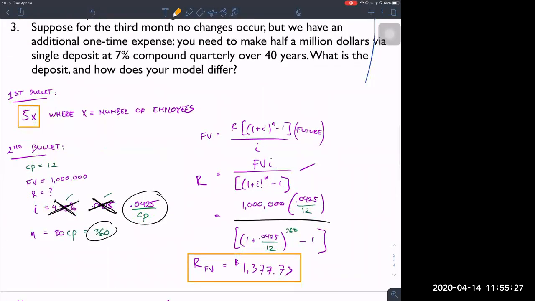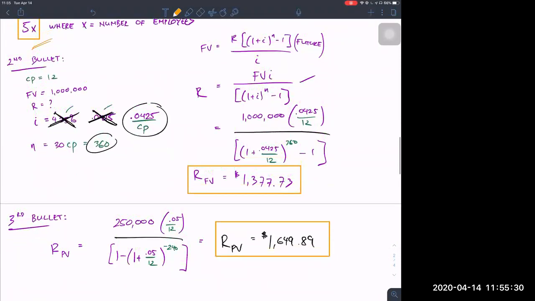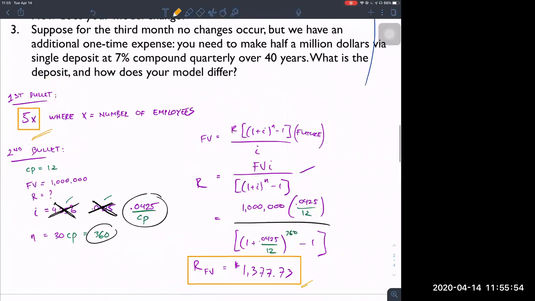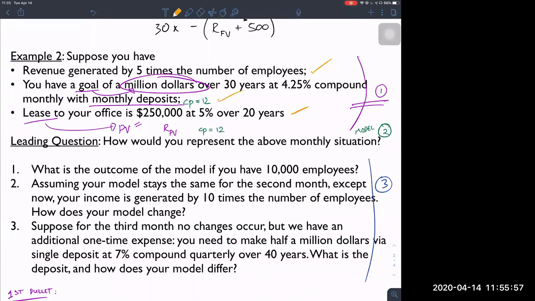First bullet right there, the 5x in the square. The second bullet here, the recurring payment for our future value to hit our goal of $1 million written here. And then now our lease that we just found here, written in black, I'm sorry, the recurring payment for our $250,000 lease, or quarter million lease. Okay, so now only after these three pieces are done, you can answer this leading question: how would you represent the above monthly situation? Basically what that translates to is put them all together.